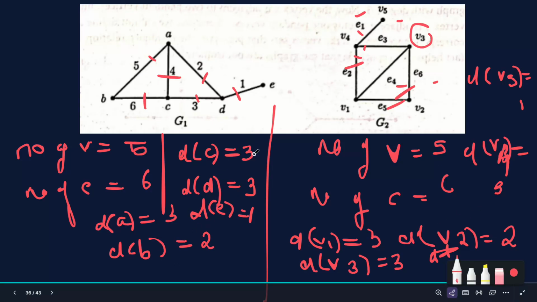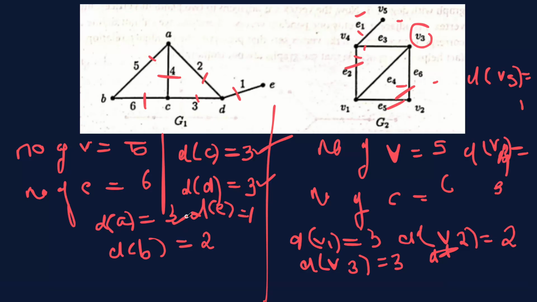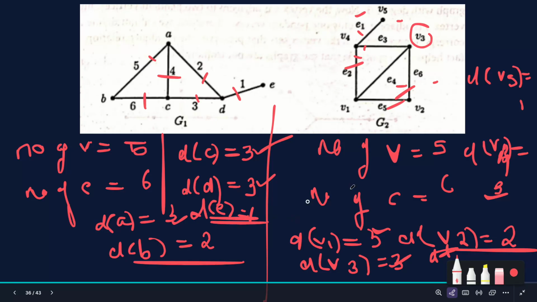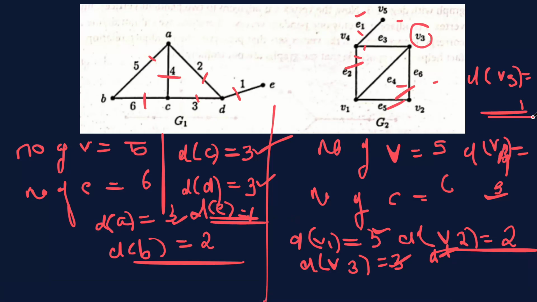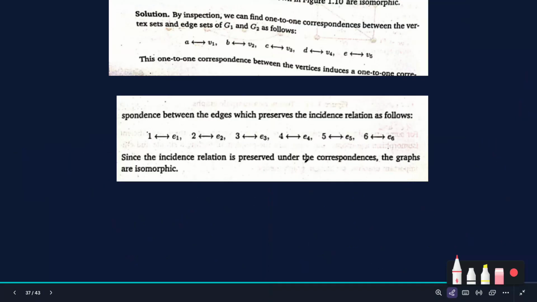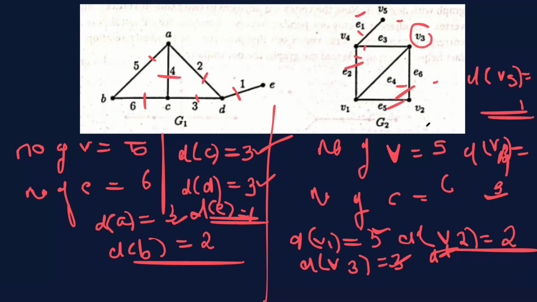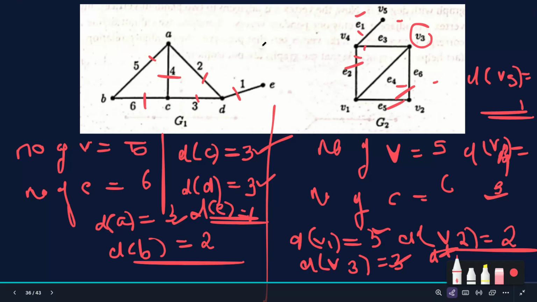So here if you see, we have 3 vertices with degree 3. Here also, 1, 2, 3, 3 vertices with degree 3. 1 vertex with degree 2, here also 1 vertex with degree 2. Now 1 vertex with degree 1, here also 1 vertex with degree 1. So the number of vertices with the same degree is the same in both graphs. So the third condition is satisfied.